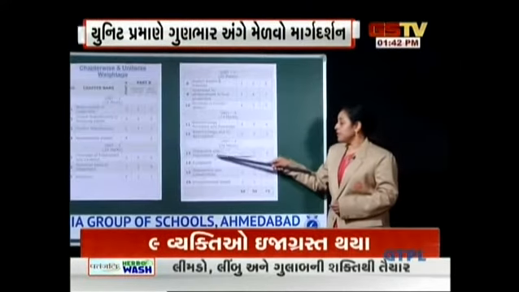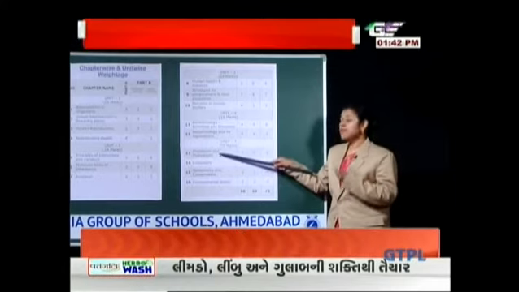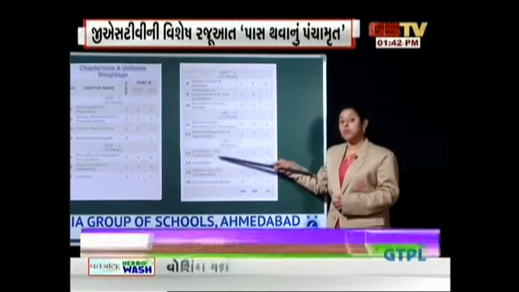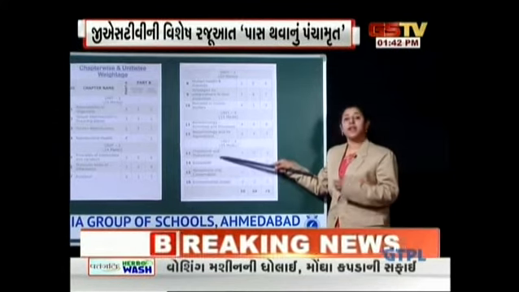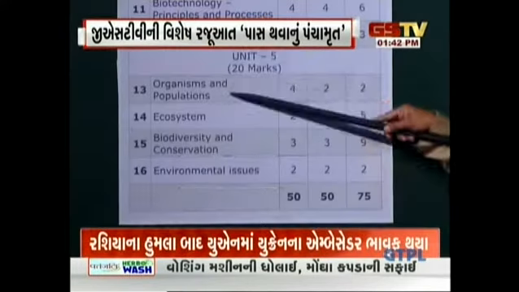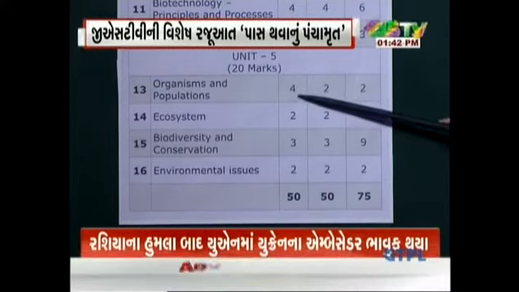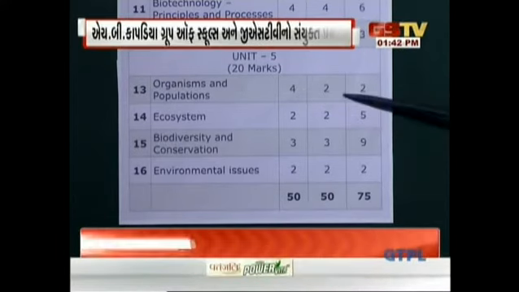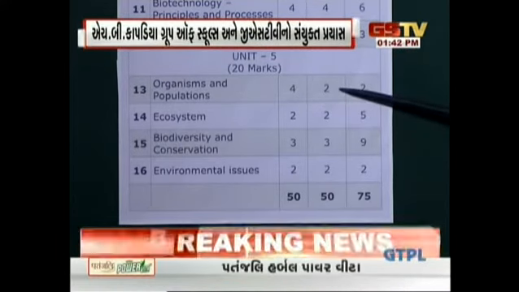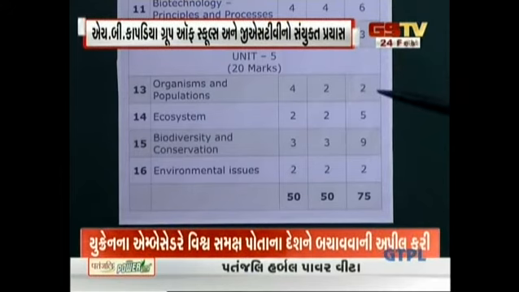So in this we will learn about what is an organism, what about a population, what are the various characteristics of a population. Now the allotted mark, the objective questions, allotted mark is 4, and then subjective without option 2 marks and with option 2 marks.